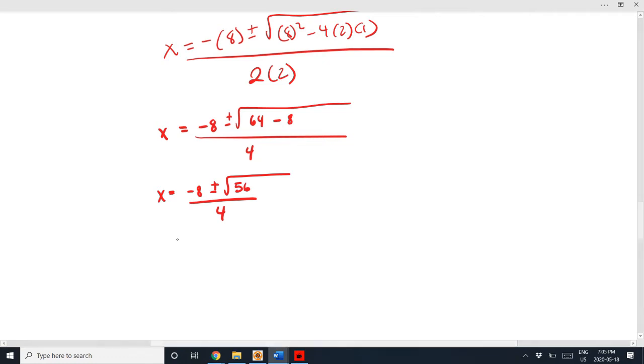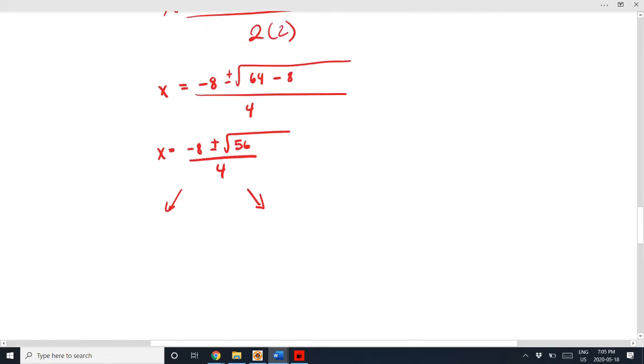And this is where it splits up. Remember, when we take the square root of something, we get a positive and a negative solution. So the same thing's going to happen here. We're going to split it up into a positive and negative solution. We're going to have -8 plus the square root of 56 divided by 4. And we're going to have -8 minus the square root of 56 divided by 4.